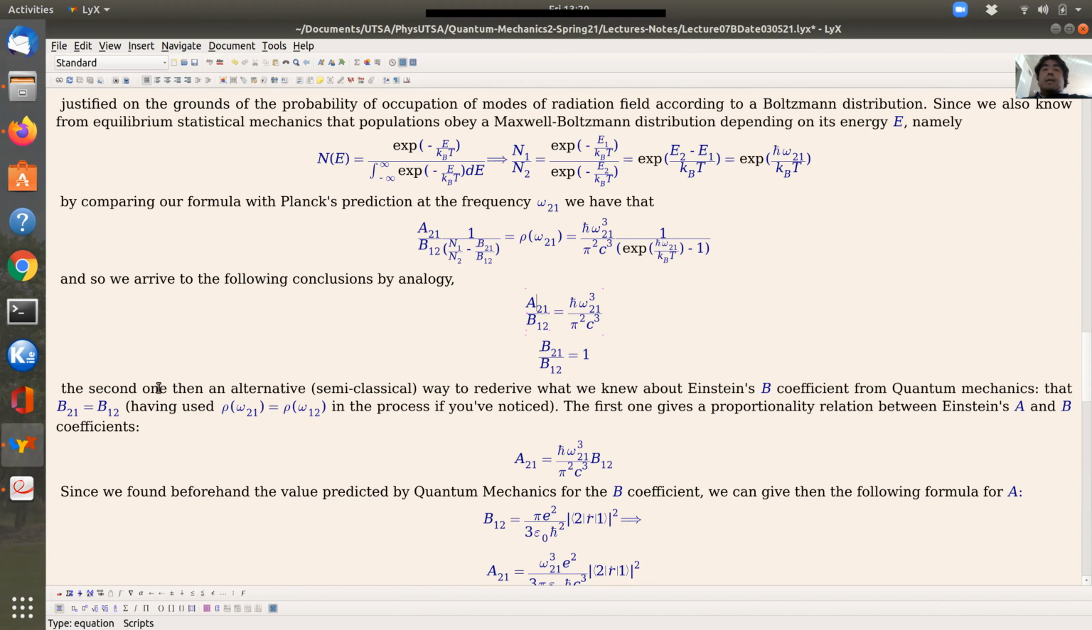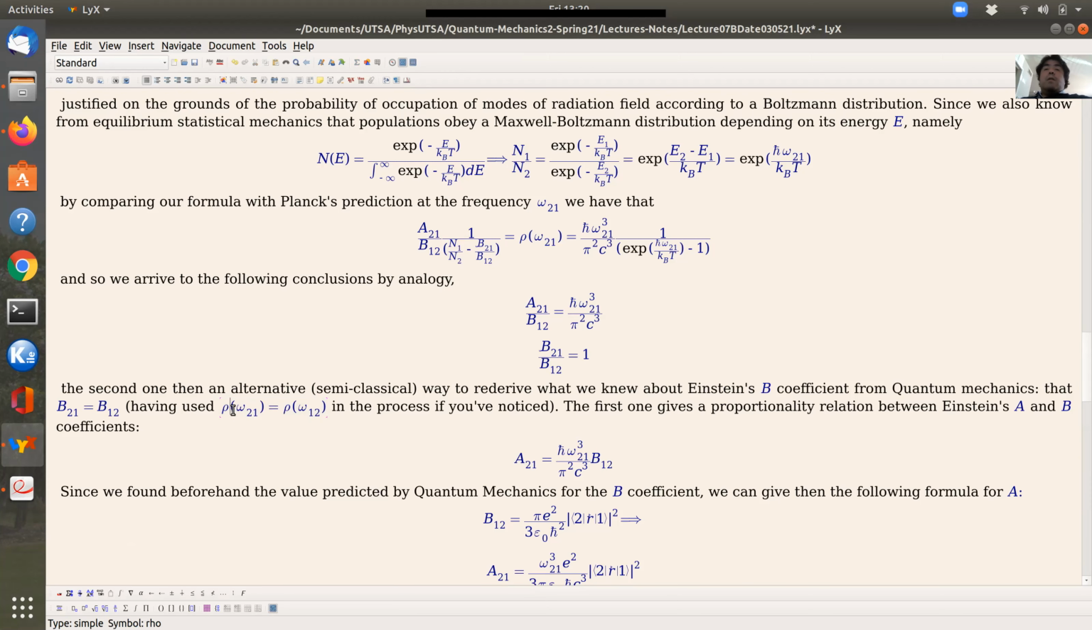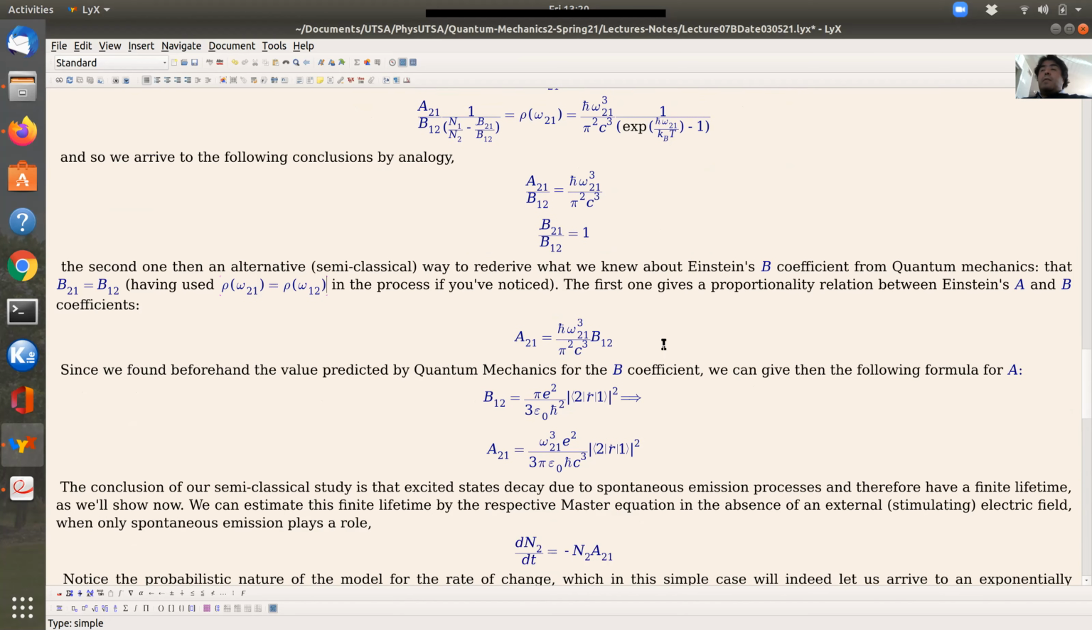So basically, we have rederived in a semi-classical way what we knew about Einstein B coefficient, meaning that B21 is equal to B12, of course, under the assumption that rho of omega 21 is equal to rho of omega 12 in the process. So that's important. I have to mention that. And again, the proportionality relation between the Einstein coefficients, the A coefficient and the B coefficient, has this factor.